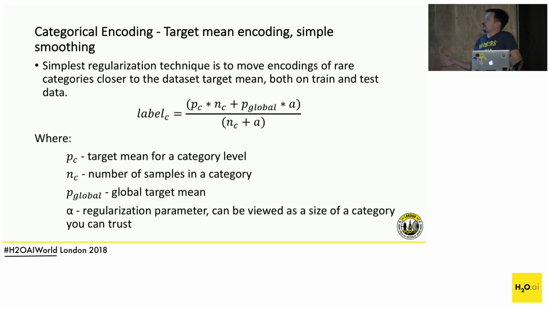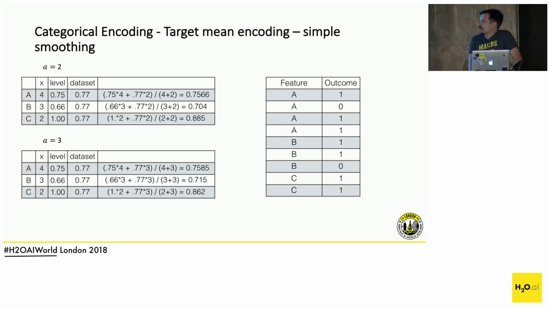In this approach, you have just a single parameter alpha, which you can think of as the reliable size of examples per category level, what I can trust. It's not so good compared to the previous one. You see, I'm changing alpha from 2 to 3, and please pay attention to the level C calculation. It pretty much doesn't change: from 0.88, it changed to 0.86.